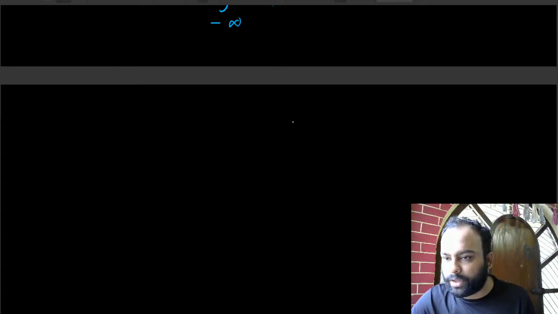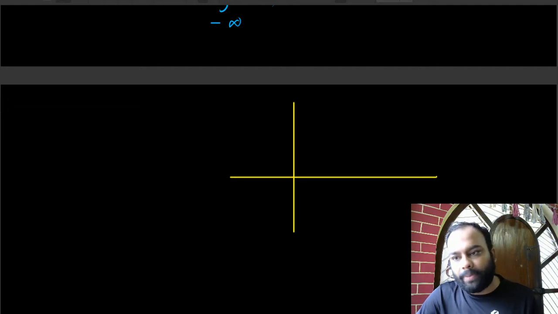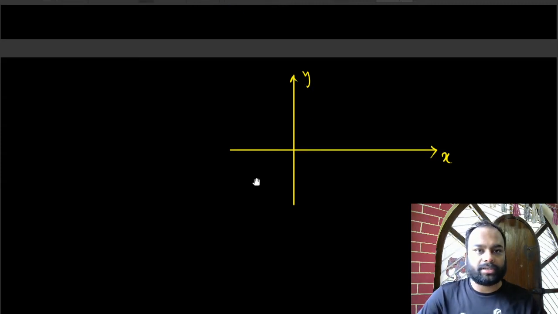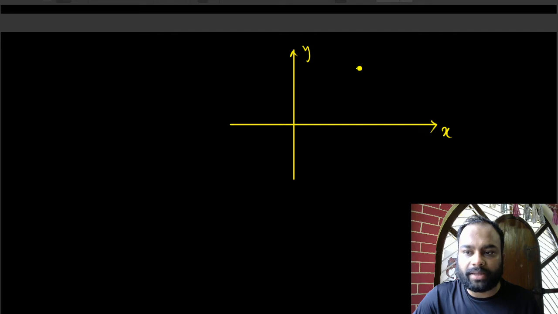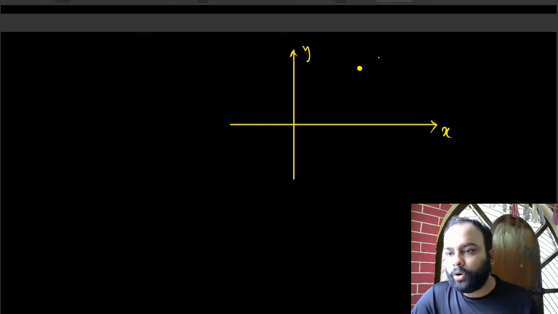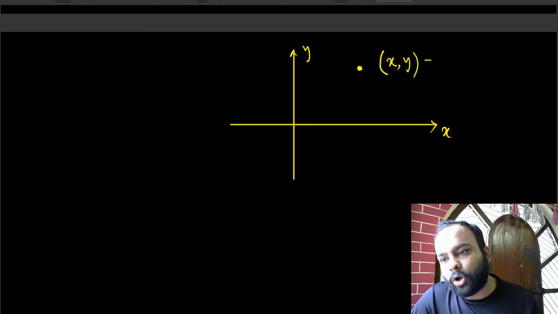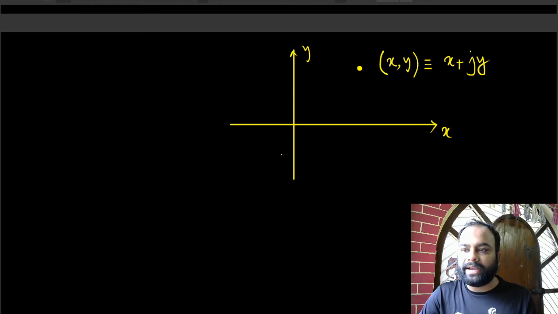Let's just jump into complex numbers for a while and we'll see what I mean. Okay, let's talk about complex numbers. What is a complex number? For all intents and purposes, a complex number is just a coordinate point on a 2D coordinate plane. So this coordinate is x comma y. This is also equivalently written as x plus jy. So if it's a complex number, it can be written as x plus jy.